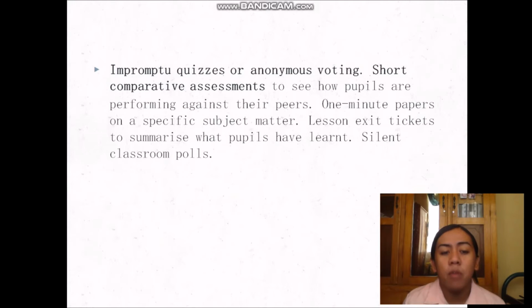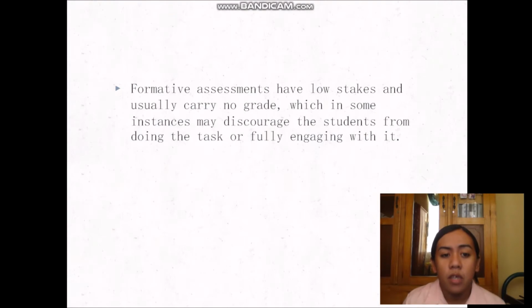Impromptu quizzes and anonymous voting, short comparative assessment to see how pupils are performing against their peers, 1 minute papers on the specific subject matters, lesson exit tickets to summarize what pupils have learned, silent classroom polls. So formative assessment have low stakes and usually carry no grade, which in some instances may discourage the students from doing the task or fully engaging with it.